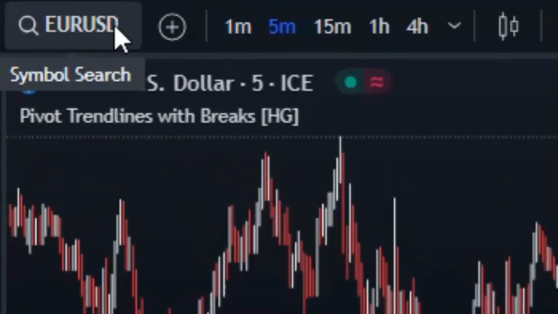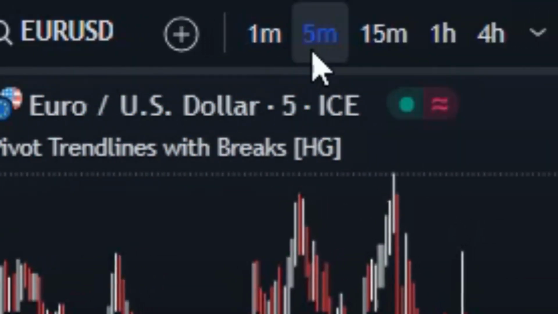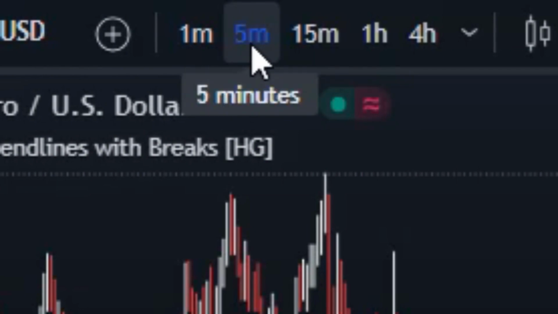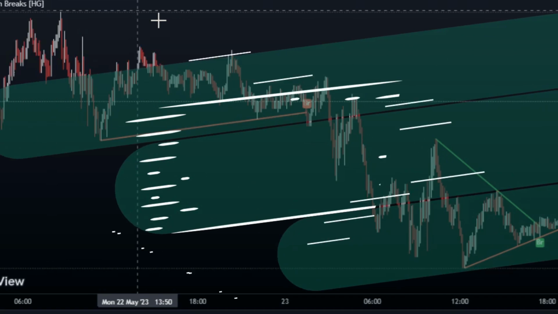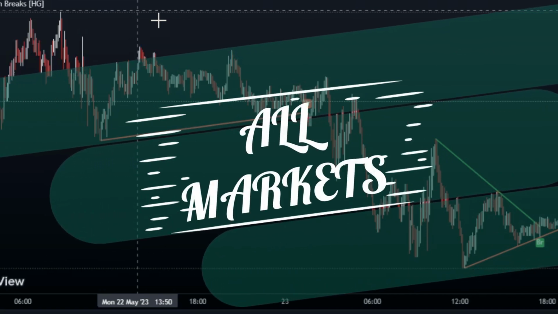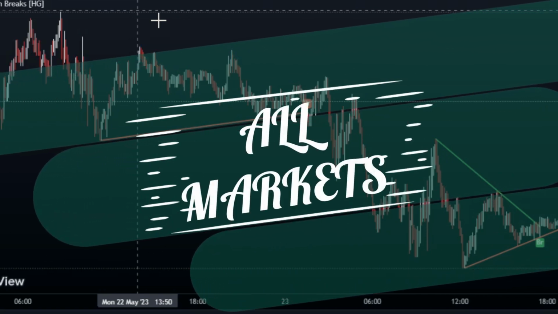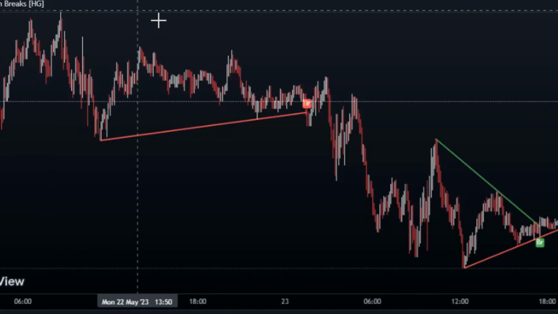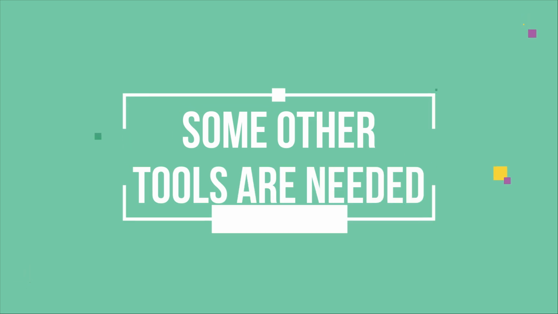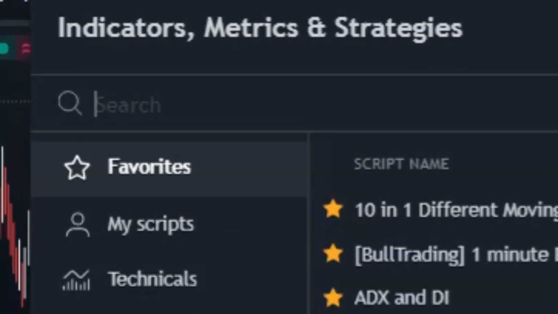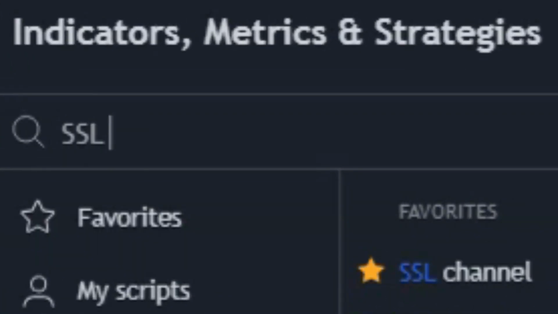Note that I'm currently using a EUR/USD chart and a 5-minute time frame, but you can apply this strategy to trade in all financial markets, and you just need to adjust the indicator settings based on the currency pair and time frame you're analyzing. The concept remains the same, but keep in mind that we haven't used all the parts of the strategy yet. So now we're gonna add the SSL hybrid indicator to the chart to help refine the signals.